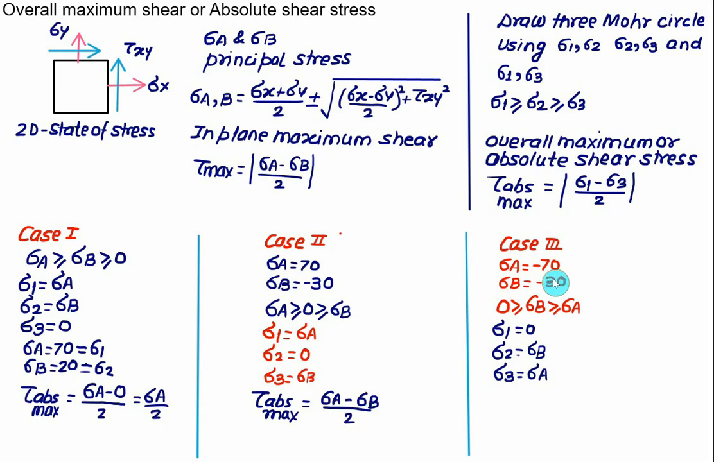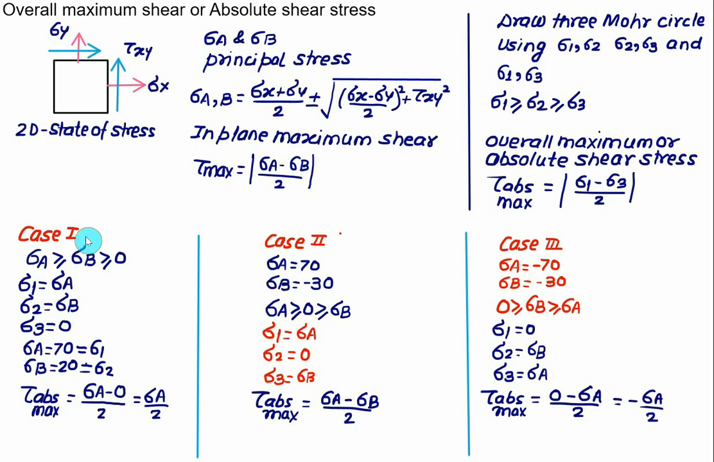And in the third case, if both are negative and sigma A is the least value as compared to sigma B, then we have 0 greater than sigma B greater than sigma A. So the highest value here is 0, which we assign as sigma 1. The least value is sigma 3, equal to sigma A. In this case, the overall maximum or absolute maximum shear stress will be equal to (sigma 1, that is 0, minus sigma 3, that is sigma A) divided by 2. That is the same as minus sigma A by 2. For calculation purposes, you always have to take the positive value.